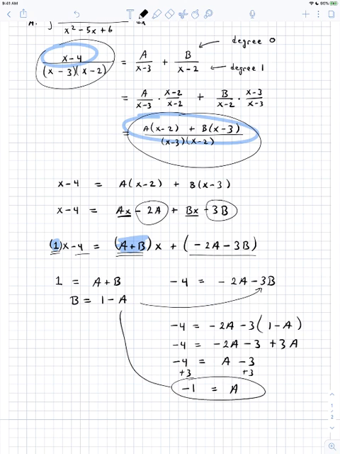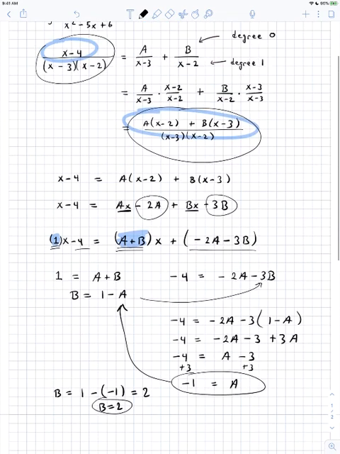And then you just take that and plug it back in there. So you're going to have b is equal to 1 minus minus 1, which of course is 2. So b is equal to 2. And that's your second value, the value of b. Okay, so that gives us a and b.